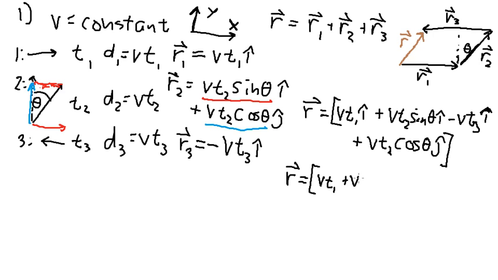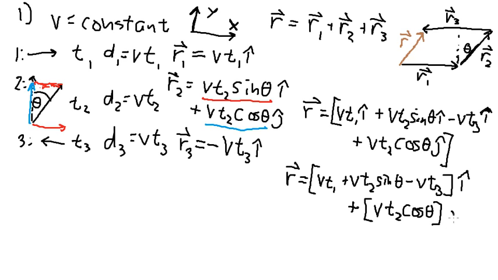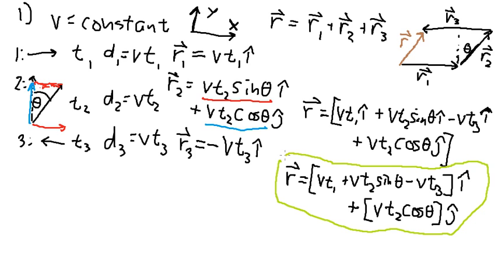VT1 plus VT2 cosine, oh, I'm sorry. Let me see if I can undo that. Yes, I can. VT2 sine theta minus VT3 I hat plus, I'm going to just do another bracket for the fun of it, VT2 cosine theta J hat. So this is our expression for R, and when we substitute in our values for V and T1, T2, T3, and theta, we should get the correct answer.